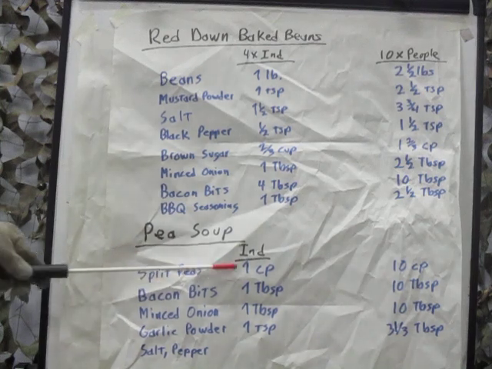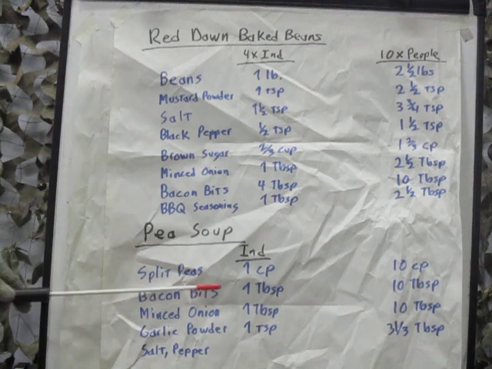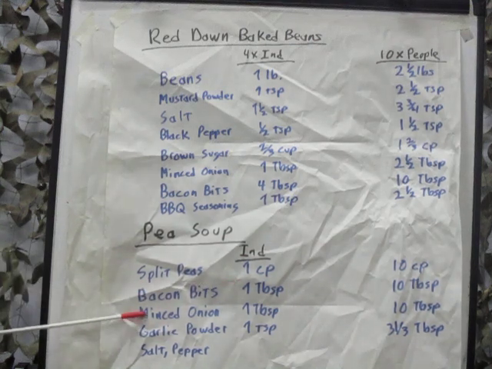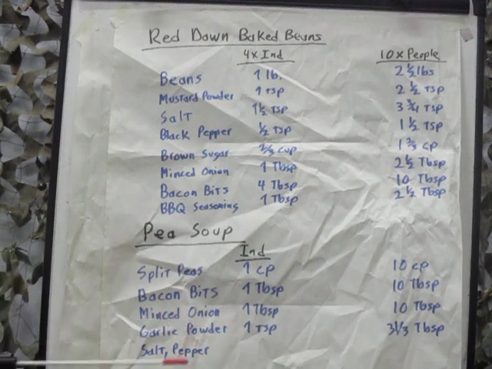Split peas, that's 1 cup. About 8 ounces, half a bag of split peas. Bacon bits, 1 tablespoon. Minced onion, 1 tablespoon. Garlic powder, 1 teaspoon. Salt, pepper to taste.